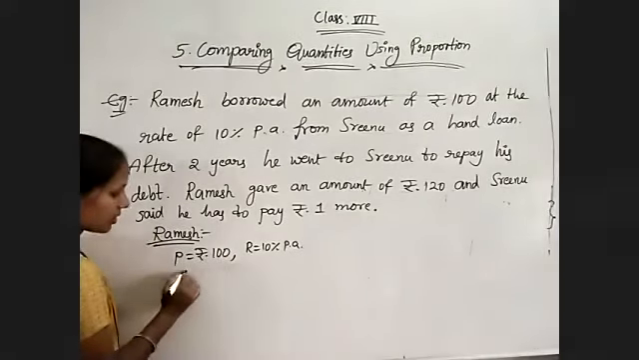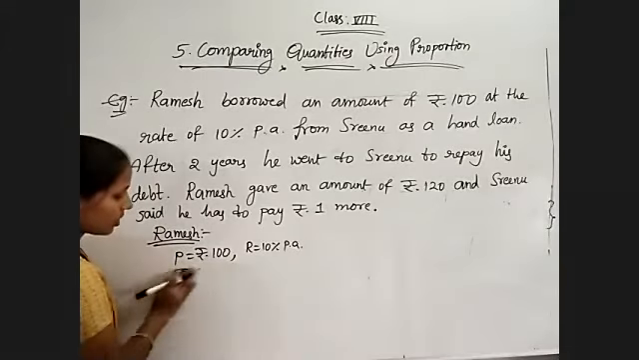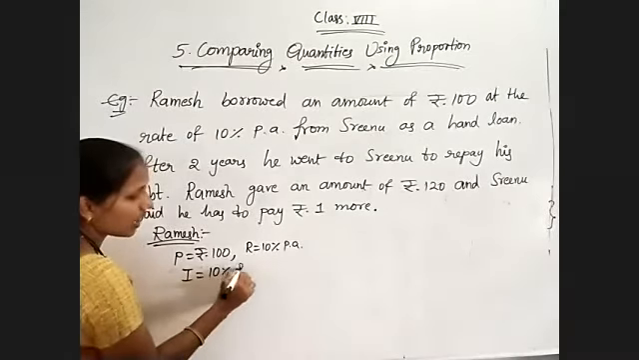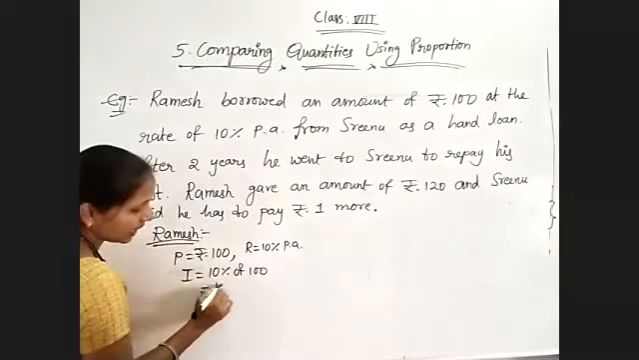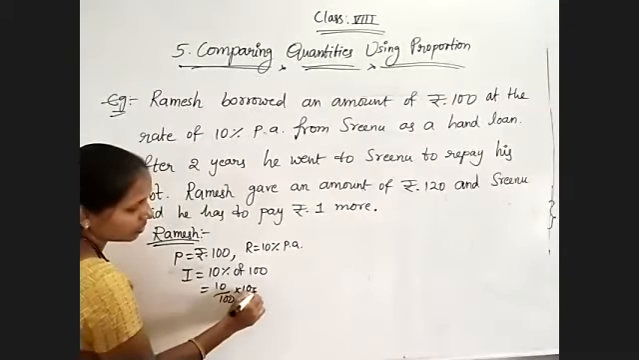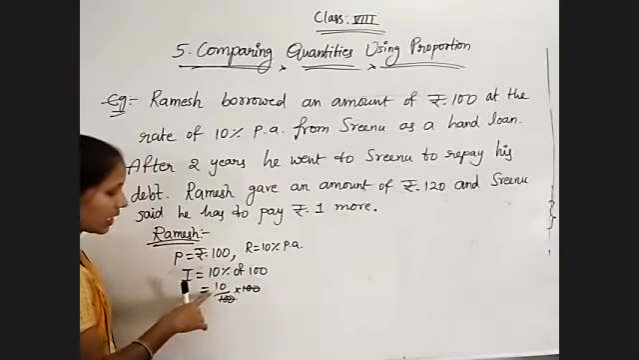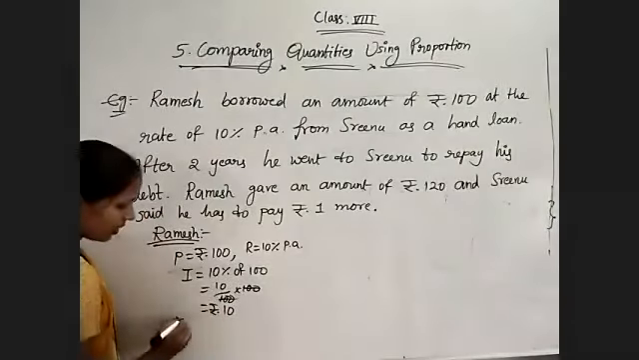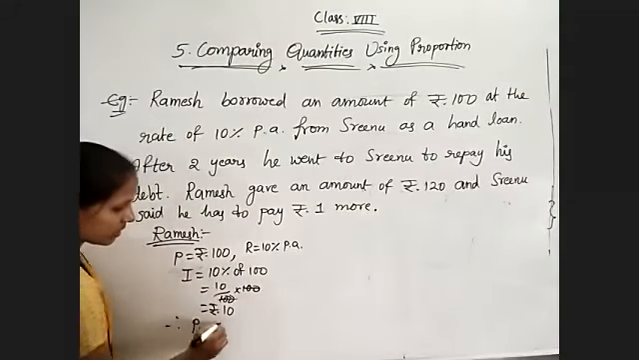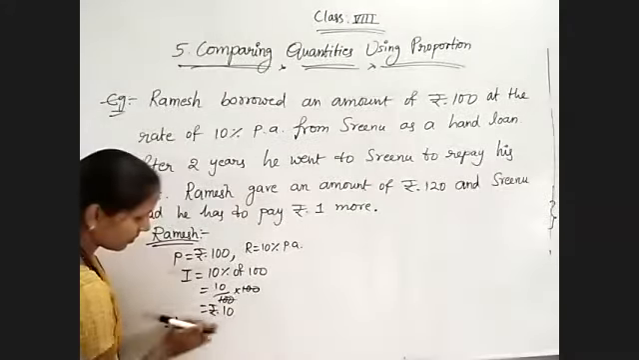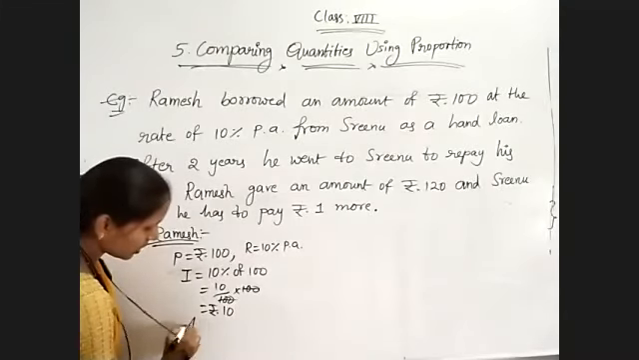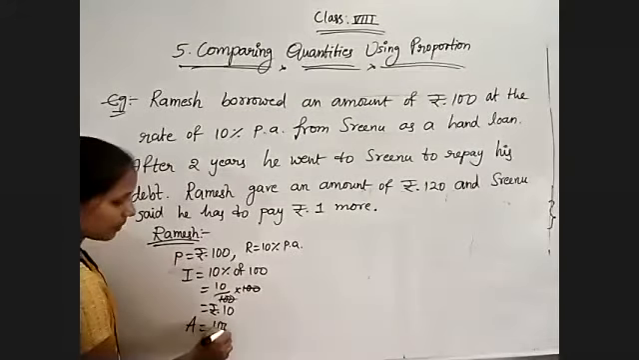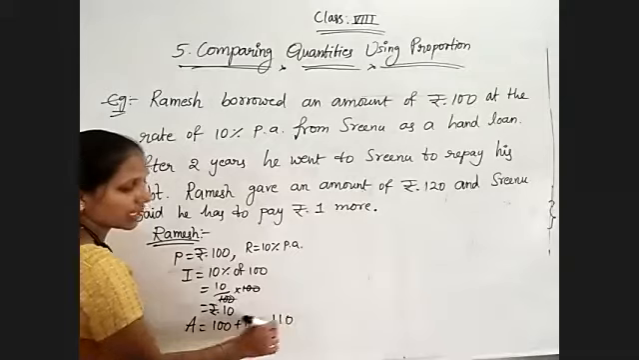So rate of interest is equal to 10% per annum. So interest will be equal to 10% of 100 rupees, that is 10 by 100 into 100. So both hundreds will get cancelled. That is 10 rupees of interest he has to pay at the end of the first year. Therefore, the amount he has to pay after 1 year is 100 plus 10 rupees interest, which is equal to 110 rupees.